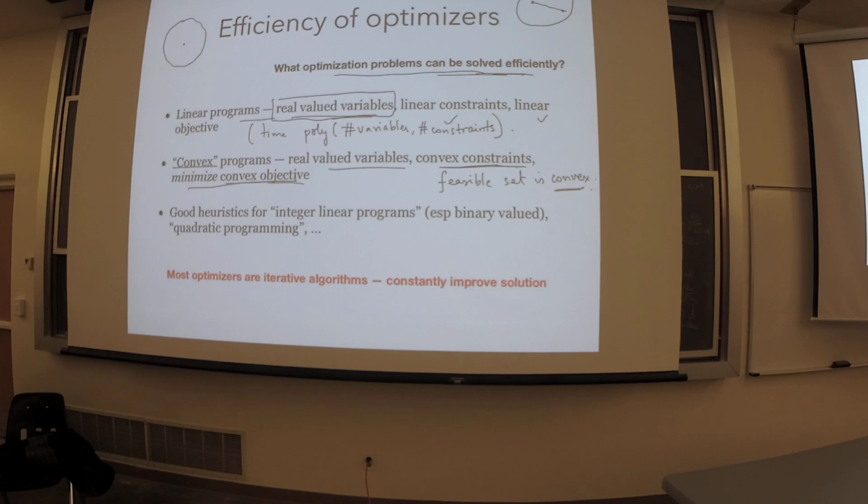Yeah. If you're trying to maximize a concave function, does that ever show up? Yeah, so maximizing a concave function is the same as minimizing a convex function, because the negative of a concave function is convex. Okay, so they're both the same. Yeah. Anything else? Okay, so these are provably efficient.